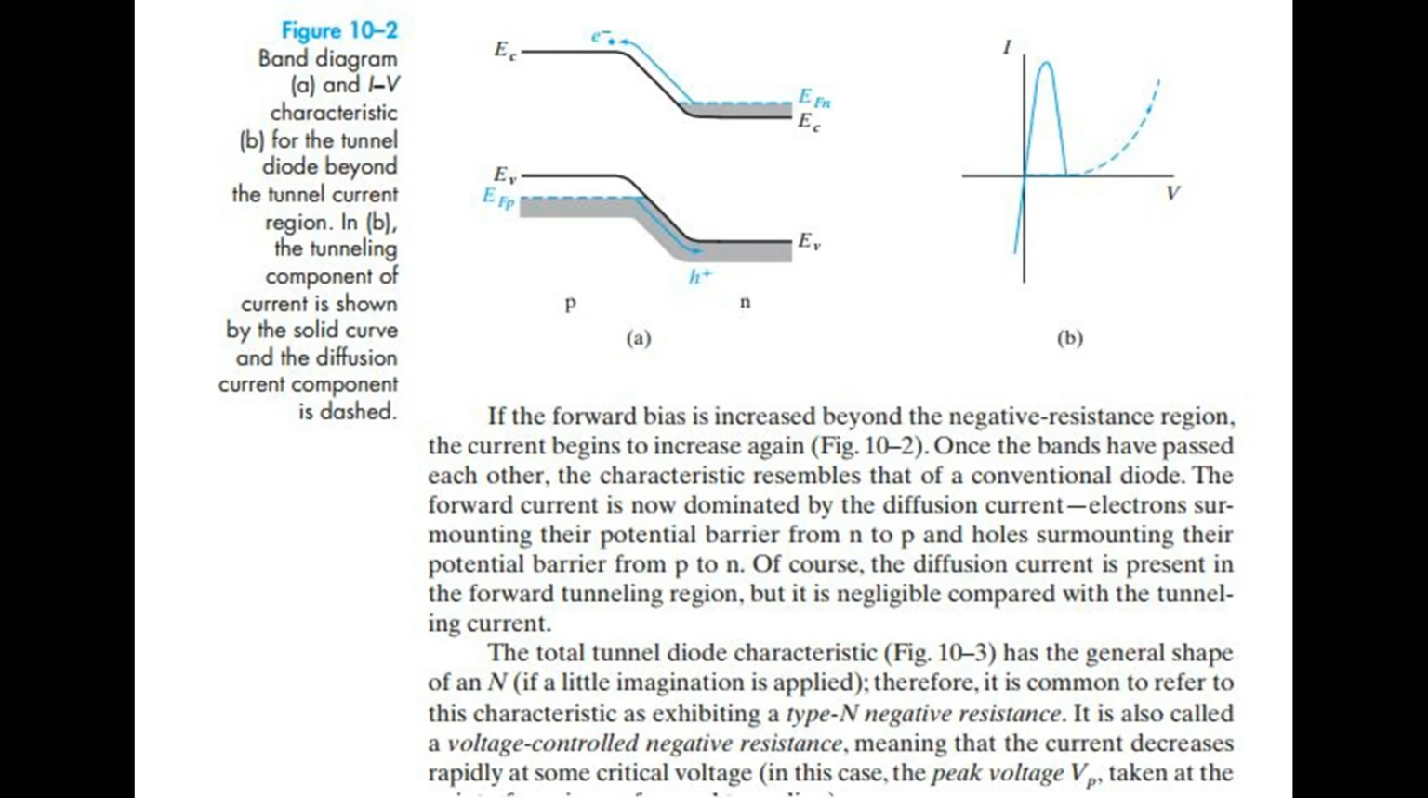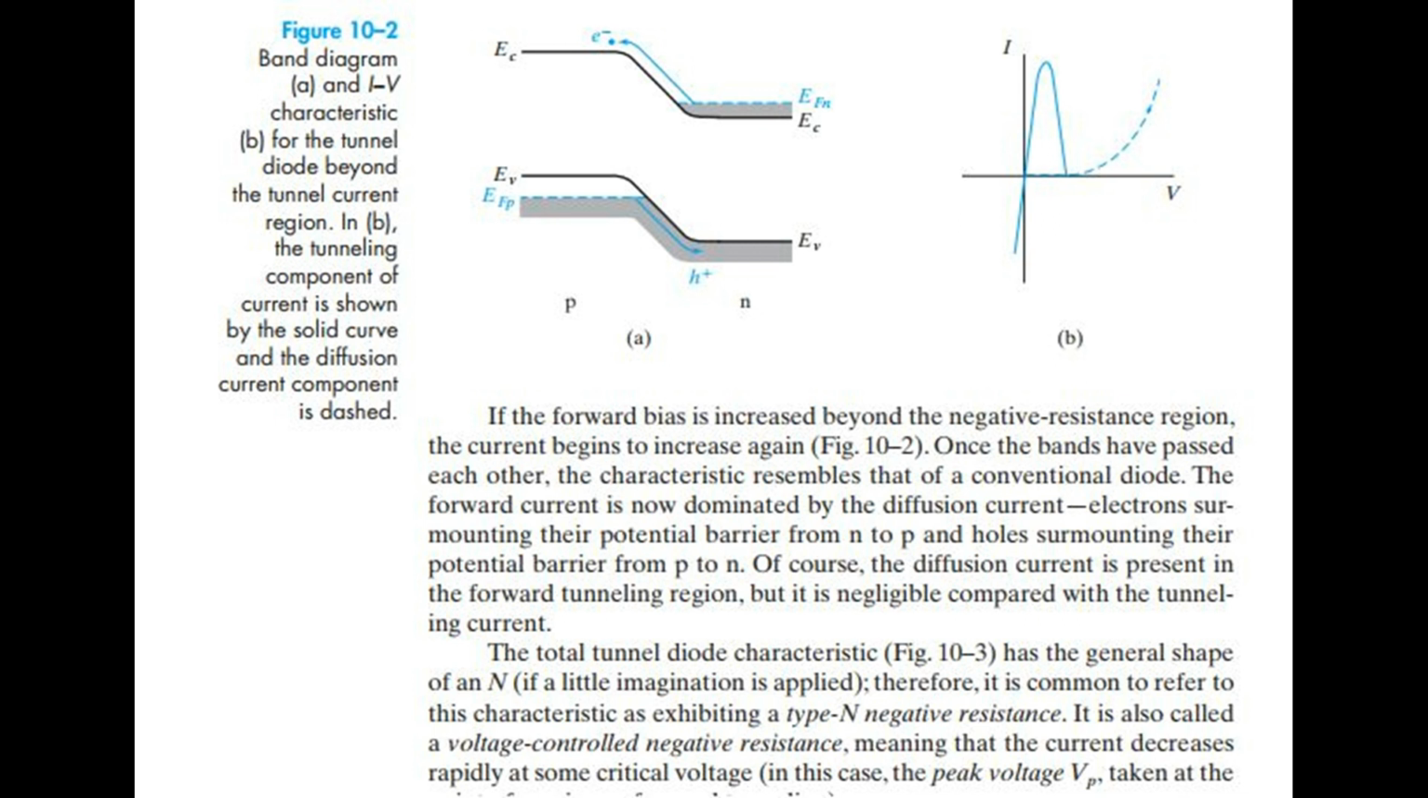Figure 10.2 band diagram, A, and current voltage characteristic, B, for the tunnel diode beyond the tunnel current region. In B, the tunneling component of current is shown by the solid curve and the diffusion current component is dashed. If the forward bias is increased beyond the negative resistance region, the current begins to increase again, Fig 10.2. Once the bands have passed each other, the characteristic resembles that of a conventional diode. The forward current is now dominated by the diffusion current, electrons surmounting their potential barrier from N to P and holes surmounting their potential barrier from P to N.